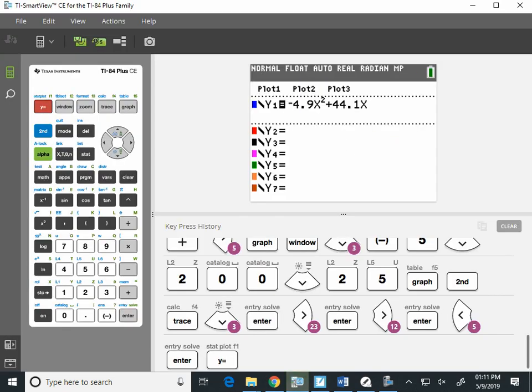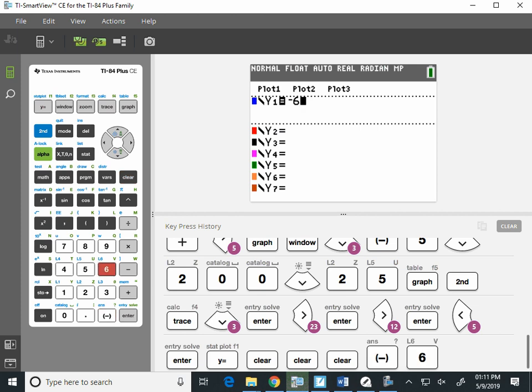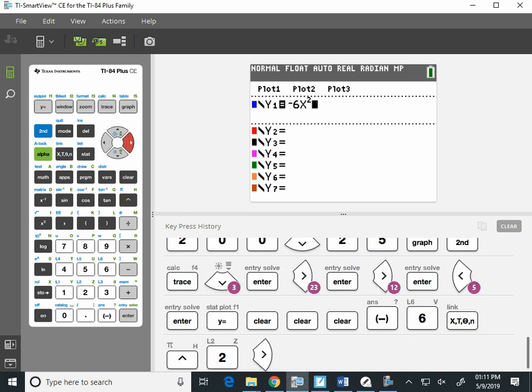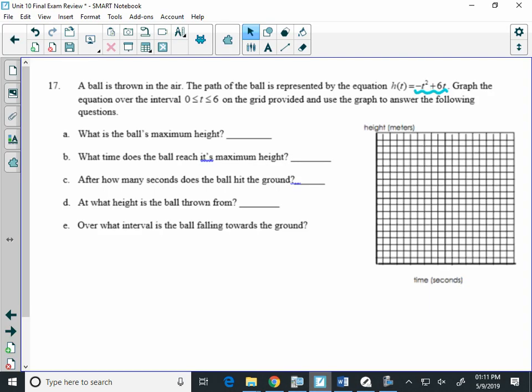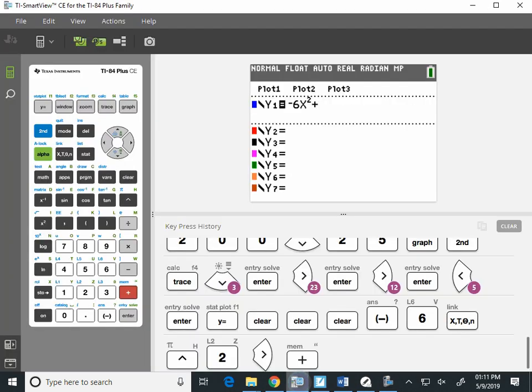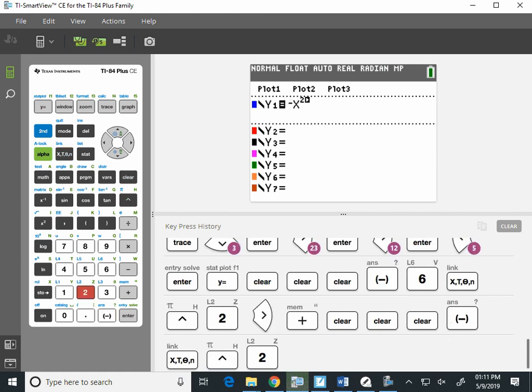So I'm going to go to y equals, clear out what's in there, and type in -x squared plus 6x. Sorry, I messed it up at first. Again, if it's t, just type it in as x in your calculator. Just use that variable button.